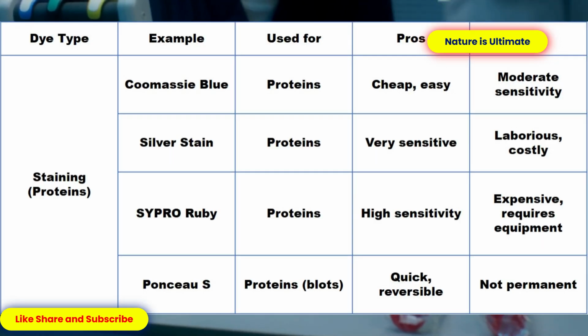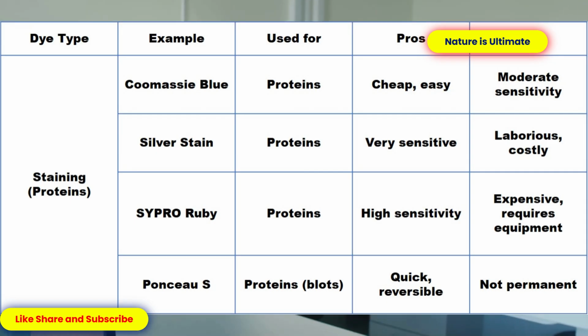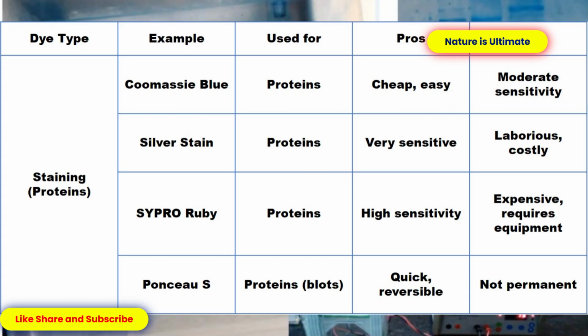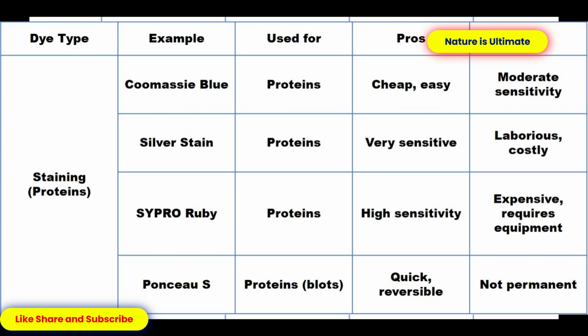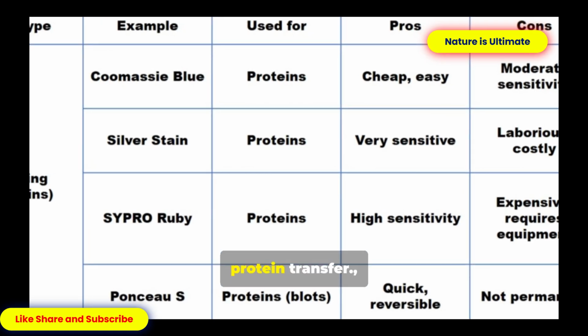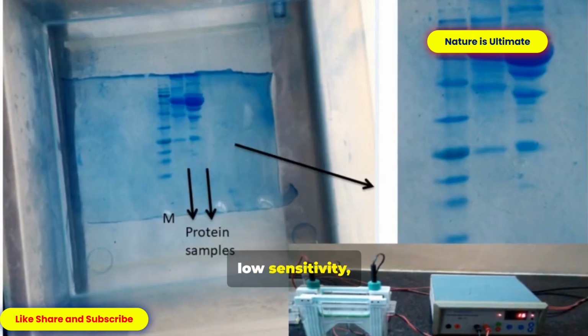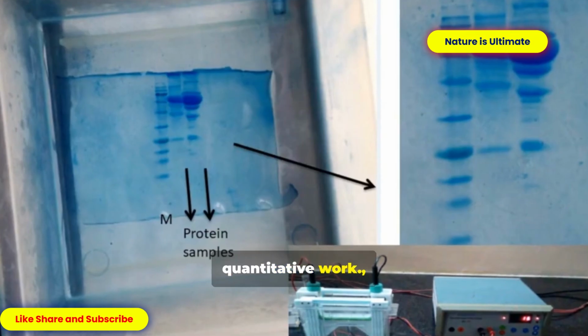Next is Ponceau S stain. Principle: it is a reversible stain for proteins on membranes after Western blot transfer. Pros: it is quick, reversible, good for checking protein transfer. Cons: it is not permanent, low sensitivity, not good for quantitative work.